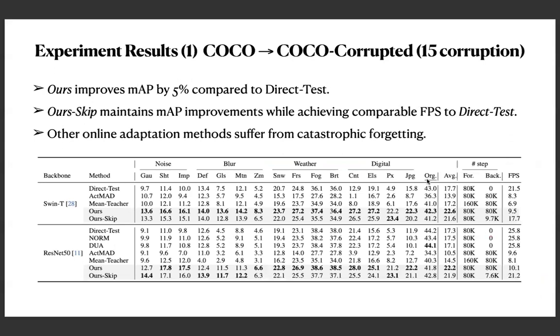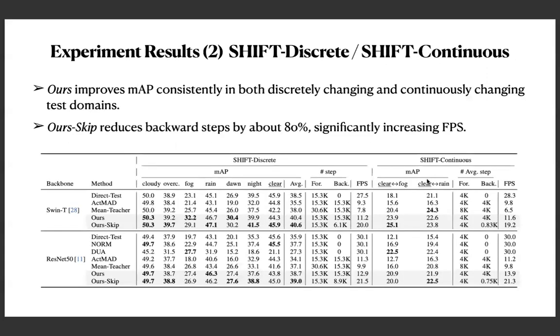We conducted our experiments on COCO to COCO-corrupted, which consists of 15 corruption types. Our method improves mAP by 5% compared to direct test, and our skip maintains mAP improvements while achieving comparable FPS to direct test by skipping almost 90% of the backward steps. In contrast, other methods suffer from catastrophic forgetting over long sequences of changing test domains.